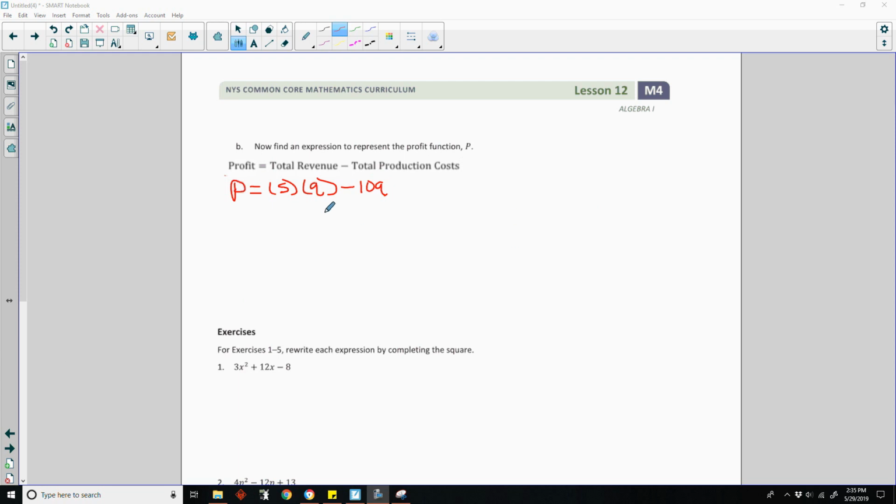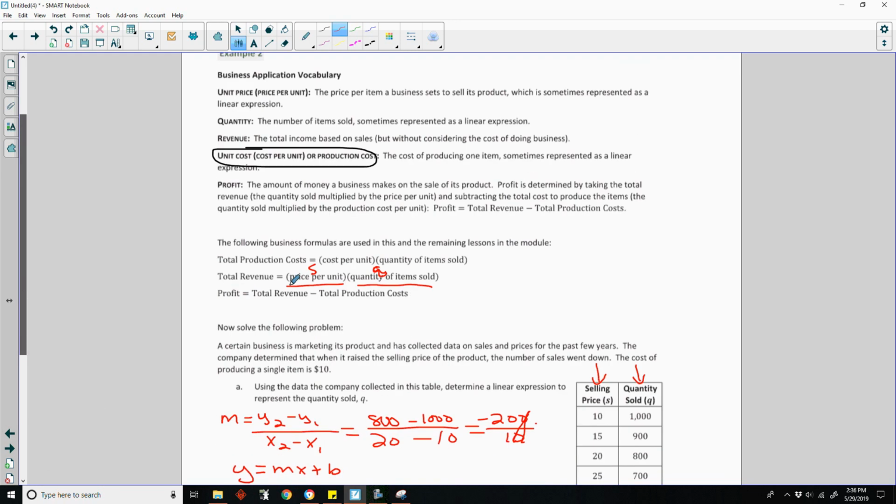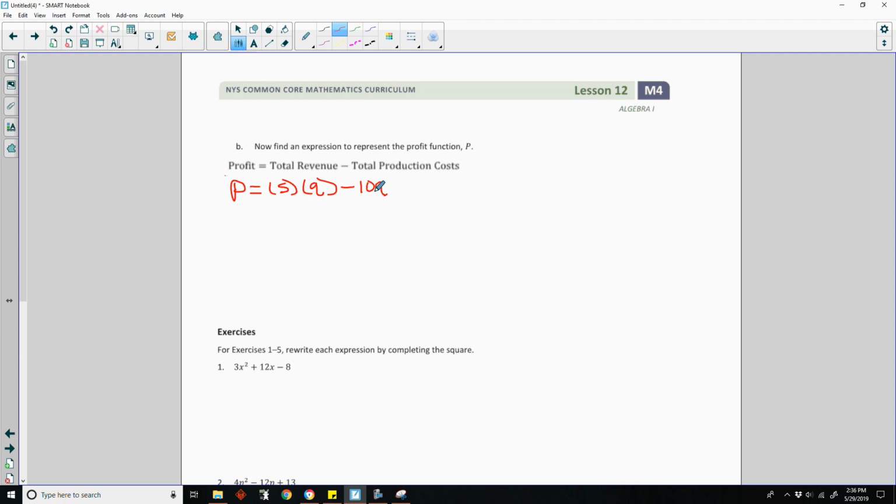Okay, so this is like a puzzle, so just be patient with me. Hopefully you understand what happened here. And now I need to substitute some things in. So, profit, P, equals total revenue, which is S times Q. And what does S and Q represent? I just need to make sure this is clear. Selling price times the quantity sold, minus production cost times the quantity of items. Okay.